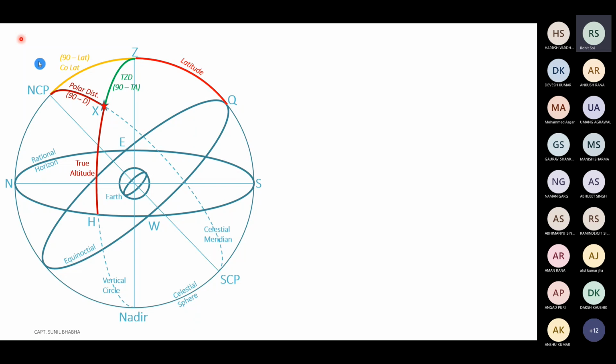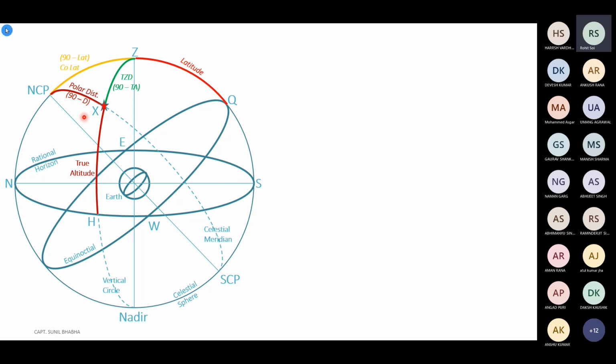Now this diagram which you see on the screen right now is exactly the same diagram picked up from the last slide. All the things which are mentioned here we have already discussed. You see this PZX triangle here. It is the same PZX triangle. The PZ side is the colat, 90 minus latitude. The ZX side is the true zenith distance, which is 90 minus true altitude. The side HX represents the altitude of the body. And the third side PX is the polar distance, which is equal to 90 minus declination.